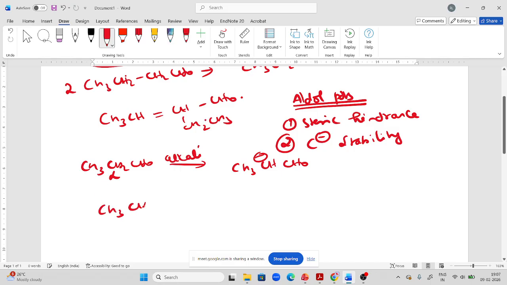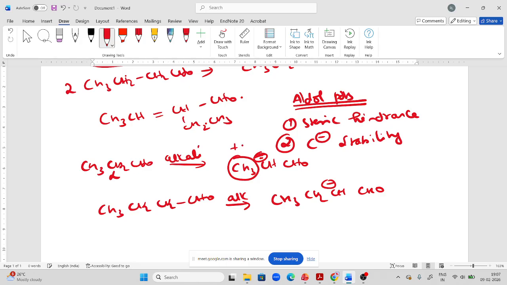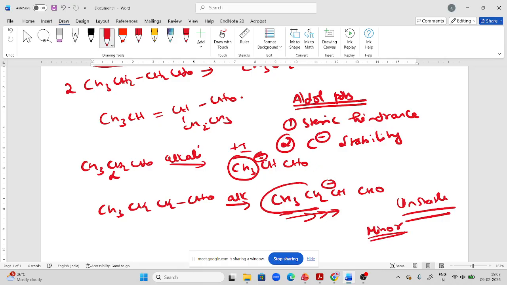In the other case, this was my reactant, isn't it? If I reacted with an alkali, what is your carbanion? This is my carbanion, correct? This carbanion is given just one plus I effect, but here I can see a long alkane chain is there to push this plus I effect. So therefore, this is unstable. So this carbanion that is creating the aldol product will be a minor product here. This should be the governing one.